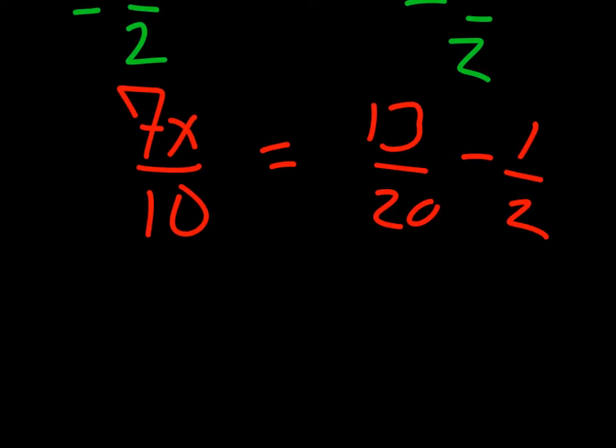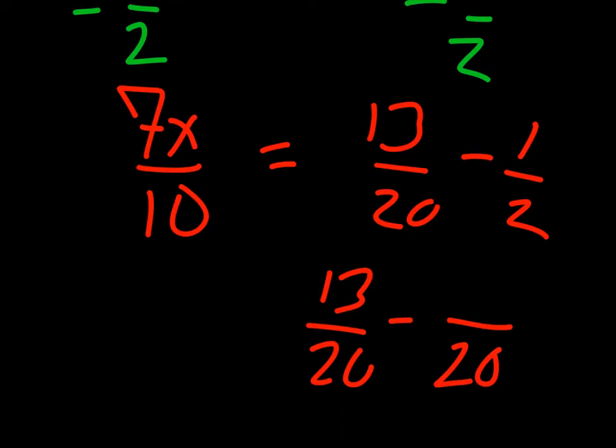Now, 13 over 20 minus half, that can't be done as is. So what we need to do is get the denominators to be the same. So 13 over 20 minus, we need a denominator of 20. Therefore, the numerator must be 10 because we're multiplying by a factor of 10 over 10 right here, okay? So we multiply the 10 by the numerator and 10 by the denominator.